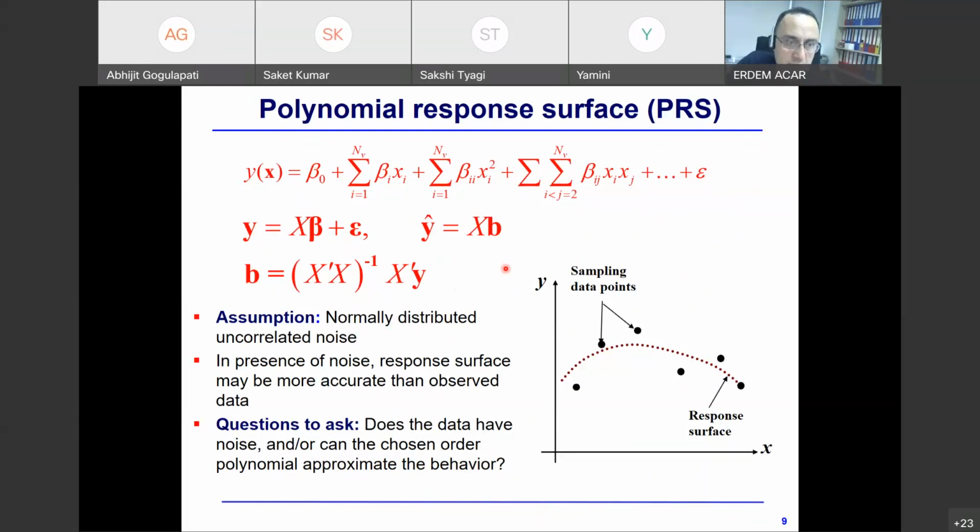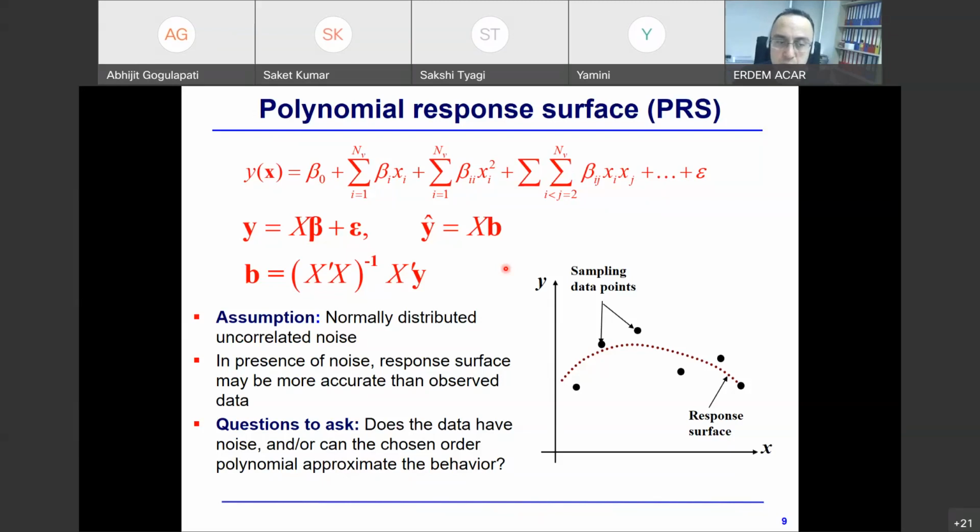In polynomial response surface, our assumption is that we have an uncorrelated and normally distributed noise. In the presence of noise, the constructed response surface, by the way, can be more accurate than the observed data, since if the data is obtained through, for instance, experiments, we may have experimental error, or considering a crash problem, a car crash problem, then the simulations can be noisy.